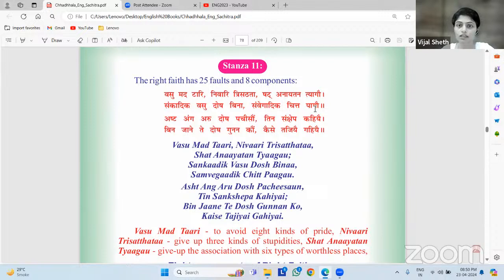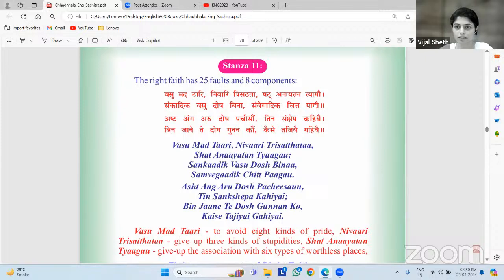Then Shat Anayatan Tyago. Shat is six. Anayatan means the places which you should not go. Ayatan are the good places or the places where you should go. Anayatan is the exact opposite. These are the places.